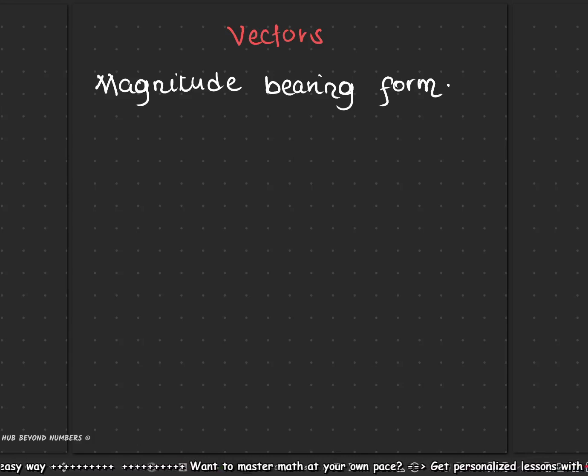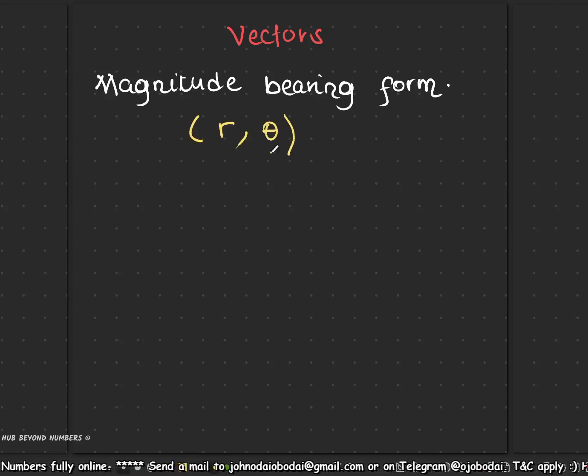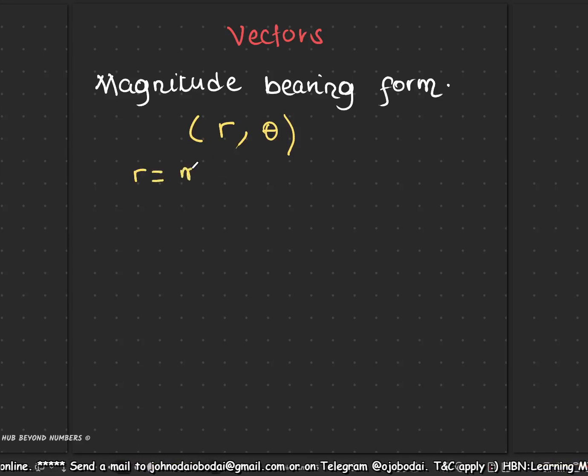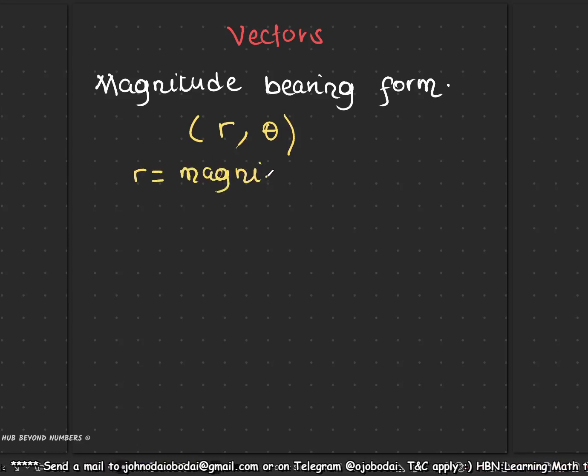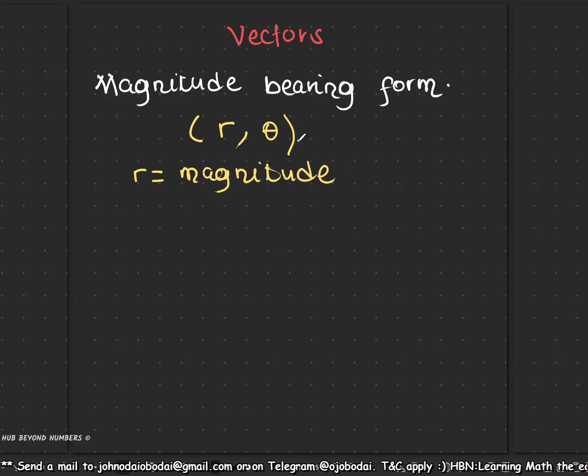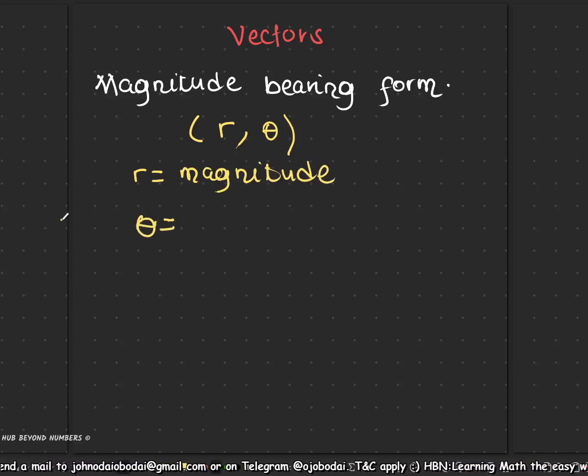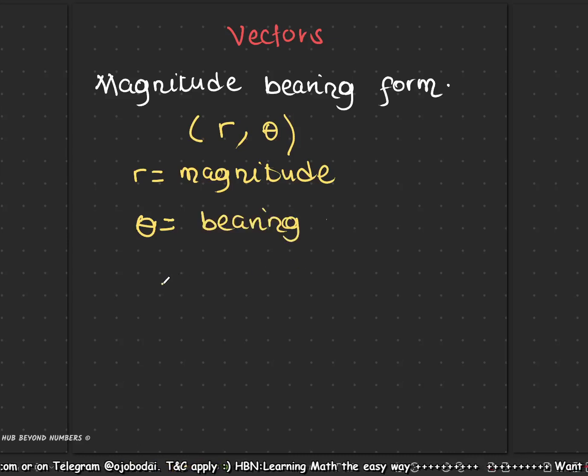So for the magnitude bearing form, this is how it generally appears. It looks something like this, where your R over here is the magnitude of the vector. And this over here, which we call theta, would be your bearing. That is the bearing or the direction of the vector quantity. So let's look at some examples.